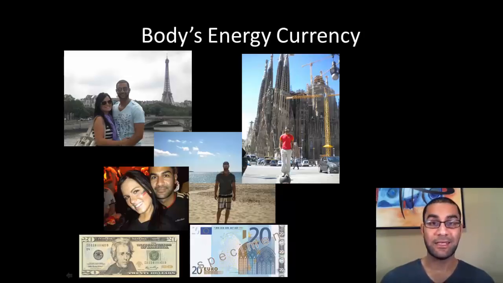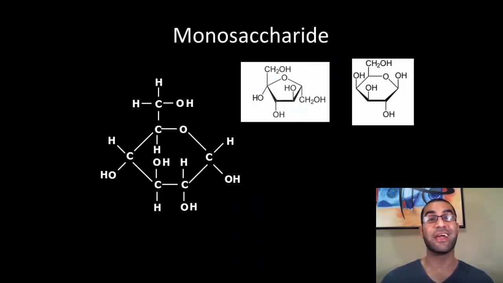This is exactly how your cells function, except instead of talking about dollars and euros, we talk about different forms of organic compounds, particularly things like carbohydrates and lipids. So carbohydrates are your actual currency form that the body readily uses. At any given time, your body wants to use carbohydrates for energy, and we're going to get into the specifics of that reaction way at the end of the school year.